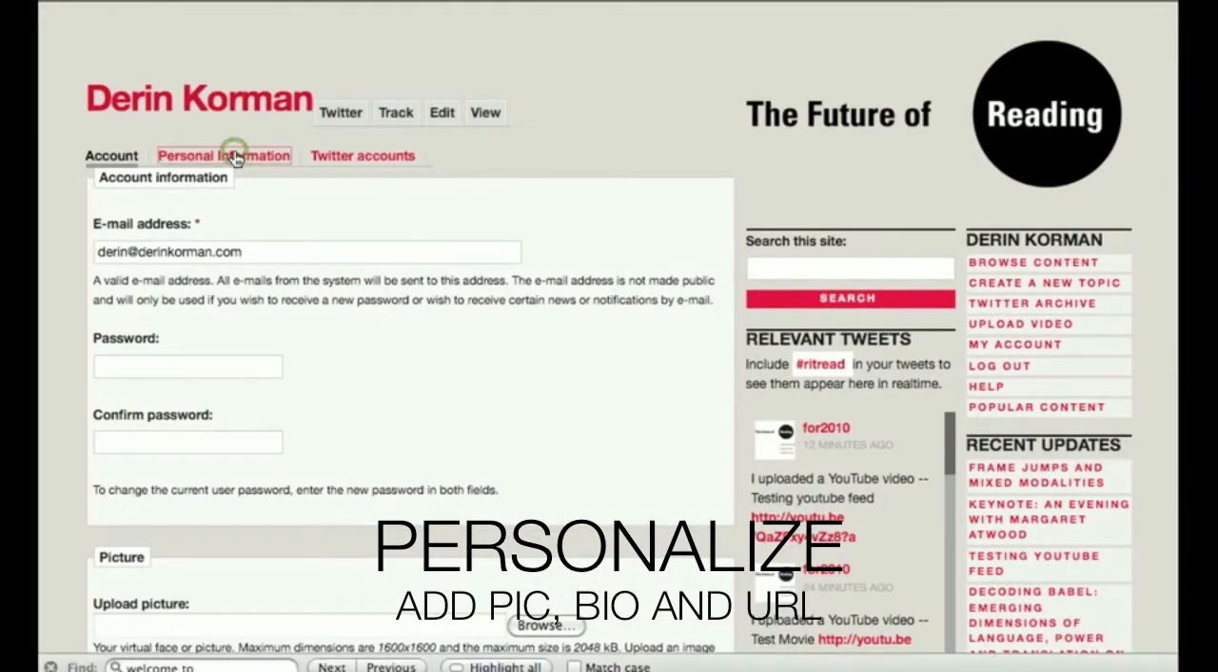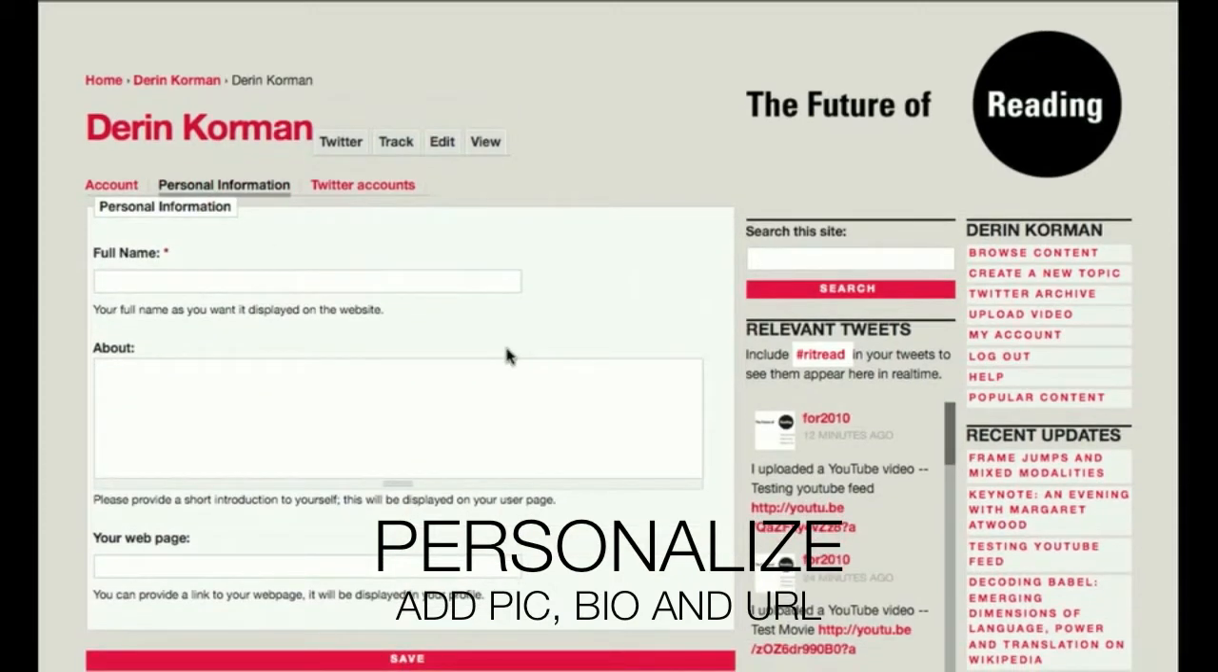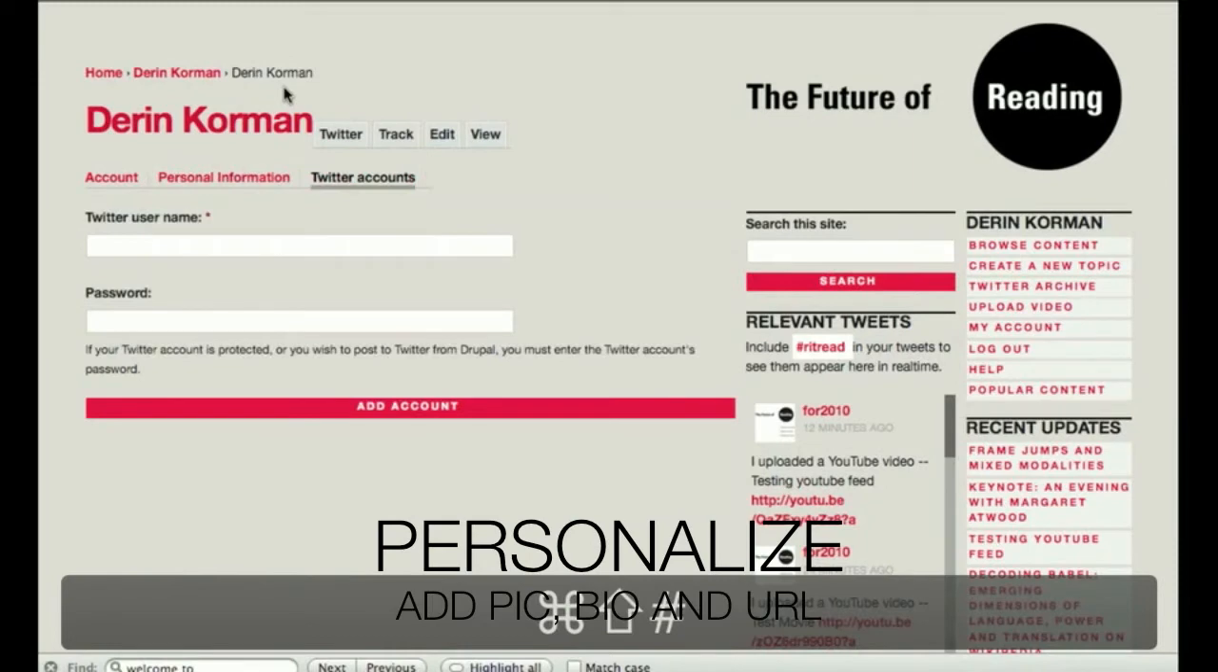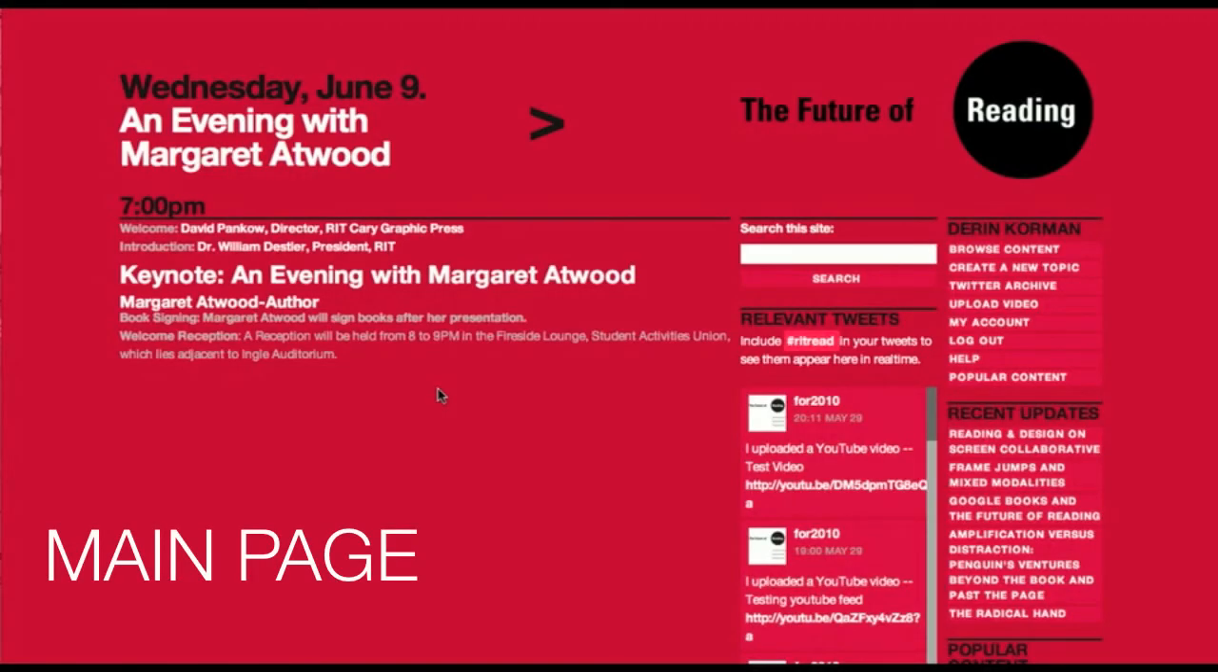Click on the personal information tab, and you can include some information about yourself as well as a link to your web page. Finally, you can integrate a Twitter account. Now click the Future of Reading icon. The main pages are organized according to the day's events. Click on the arrows to navigate to various days.